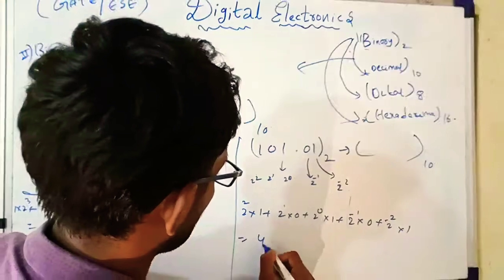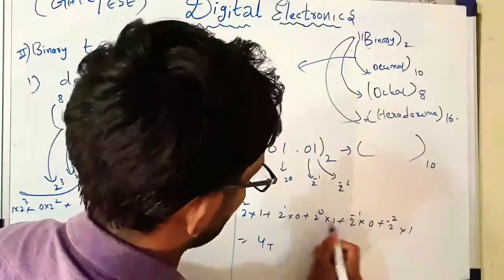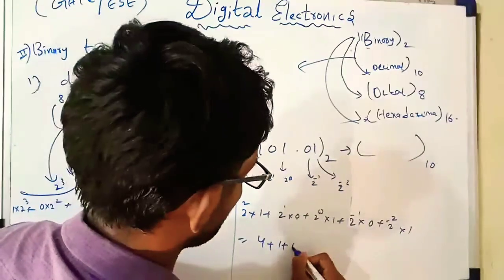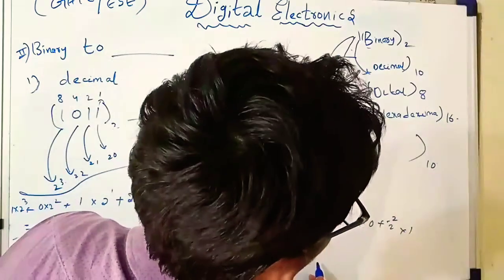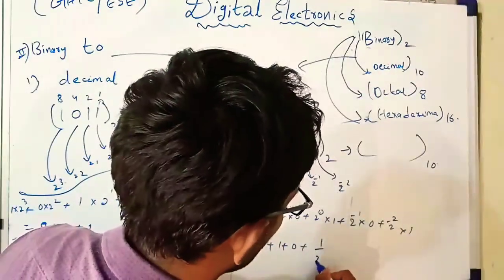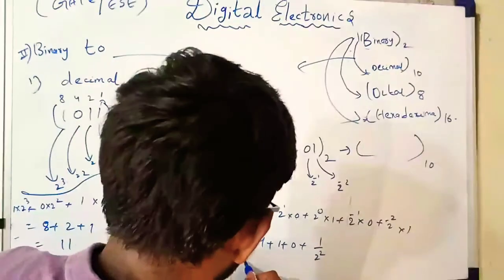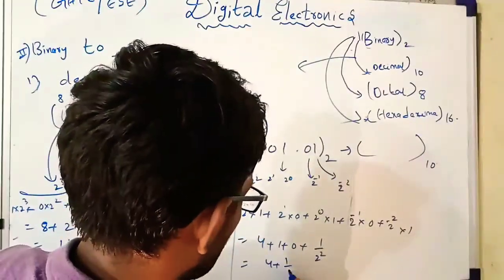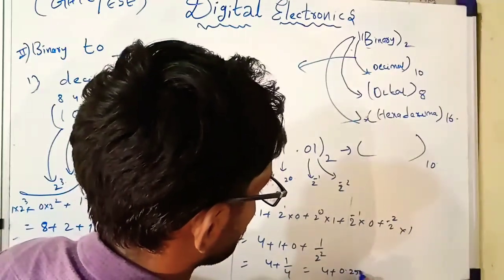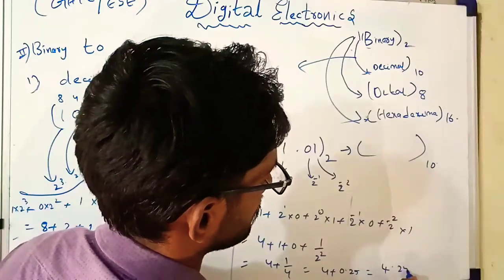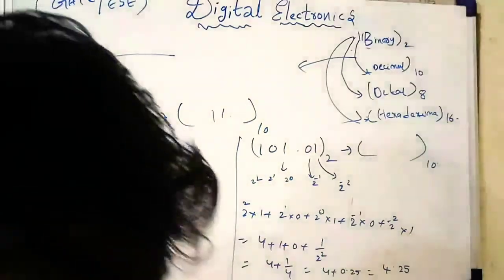2 square is 4 into 1, 4 plus 2 into 0, 0, 2 power 0, 1 into 1 plus 0 plus 2 power minus 2 means 1 by 2 square, equal to 4 plus 1 by 4. 4 plus 1 by 4 is nothing but 0.25. This is 4.25. This is from binary to decimal.